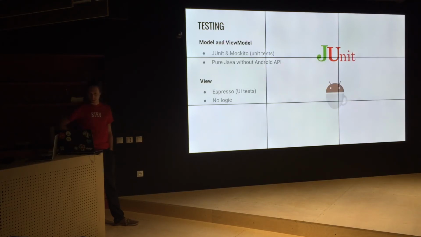What about testing? Our model and view model are separated from Android API. It's pure Java, so it's very easy to use JUnit and Mockito for our tests. And for a view, we can use Espresso because our view is very dumb. There is almost no logic, so it makes sense to use Espresso framework for testing our views.